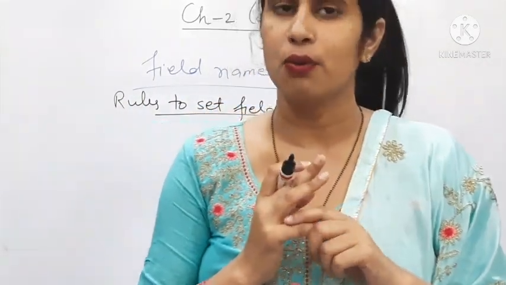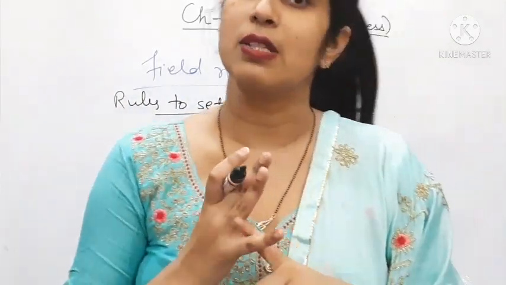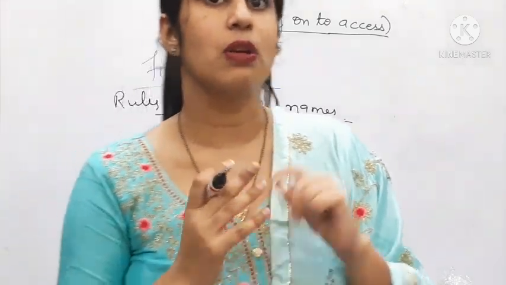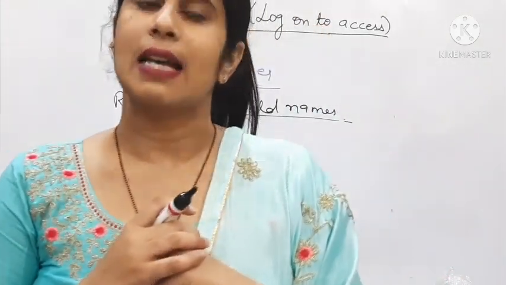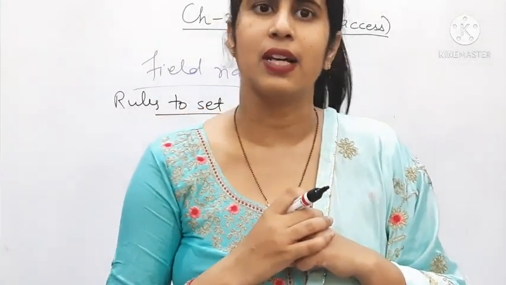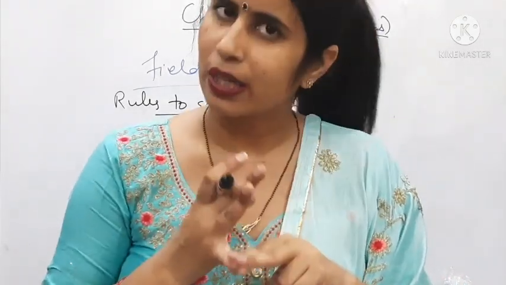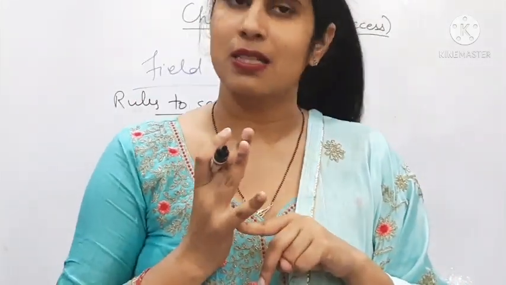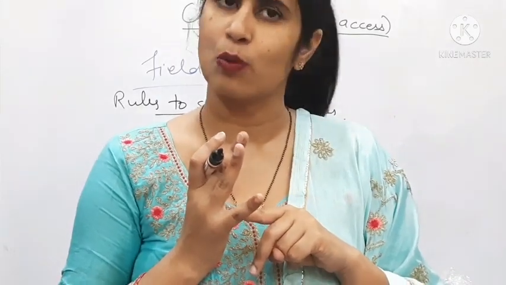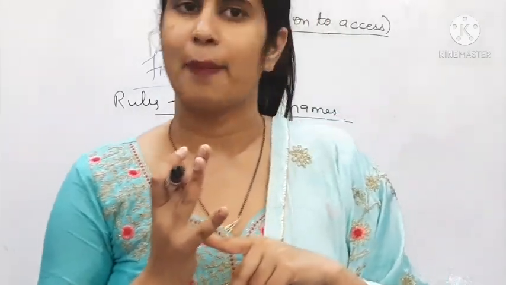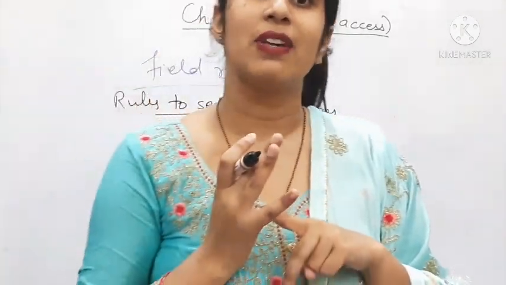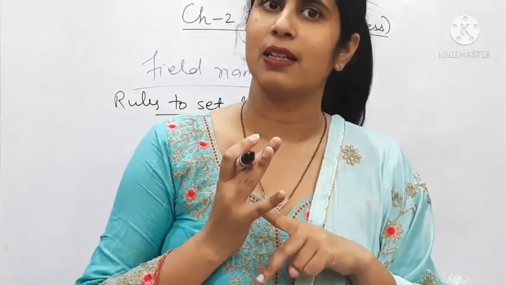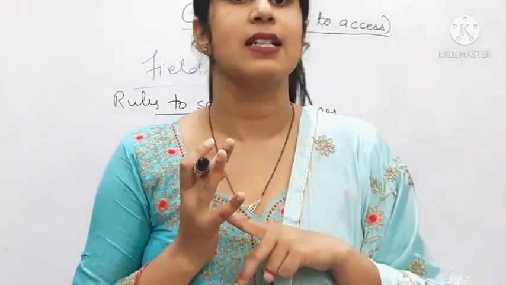Okay. We can use a field name of 1 to 64 characters. This is the first rule. What is the second rule? The second rule is that we can have the field name in lowercase, uppercase or mixed case. Lowercase are the small letters, uppercase are the capital letters, and mixed case means we are mixing both of the cases, lower as well as upper.